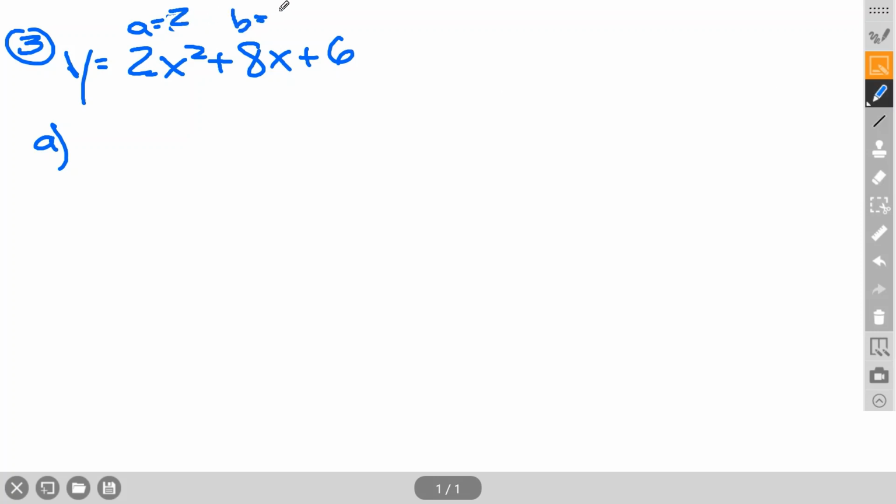The B value is 8. The C value is 6. So it opens up because the A value is positive. Letter B. State the coordinates of the vertex.